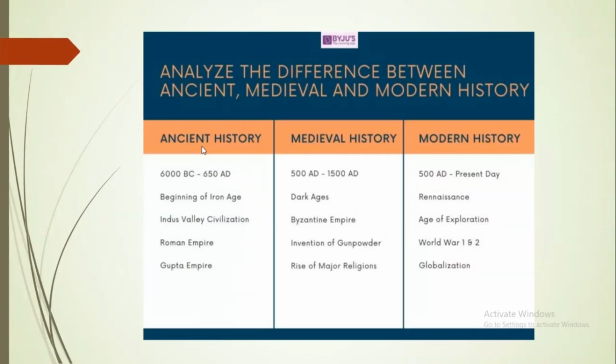I have a chart of differentiation among these three stages: ancient history, medieval history, and modern history. The time duration of ancient history was 6000 BC to 650 AD, while medieval history was 500 AD to 1500 AD, and modern history from 500 AD to the present day. It means we are falling in the third category till now.